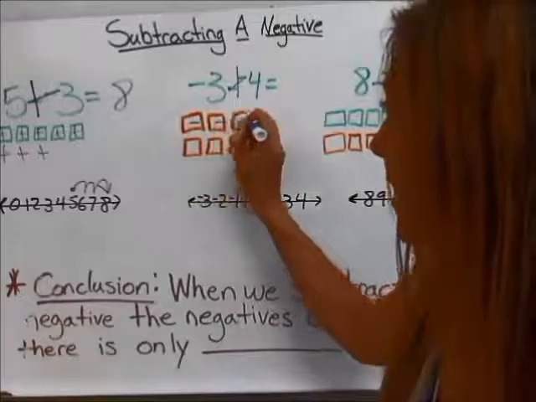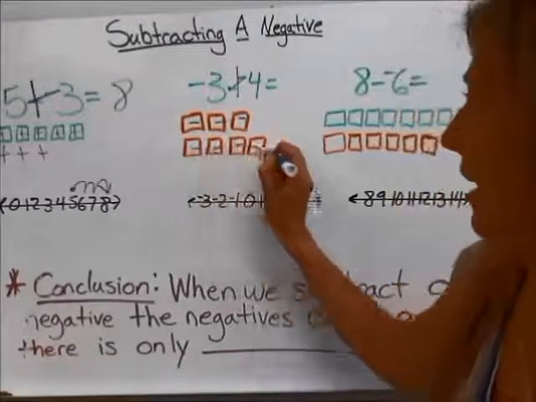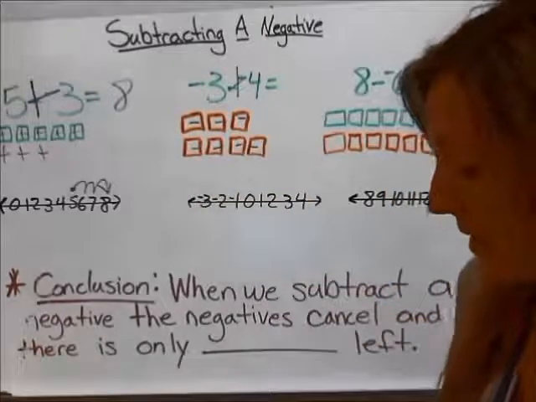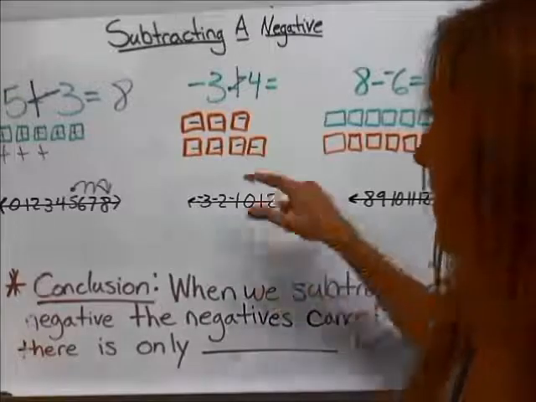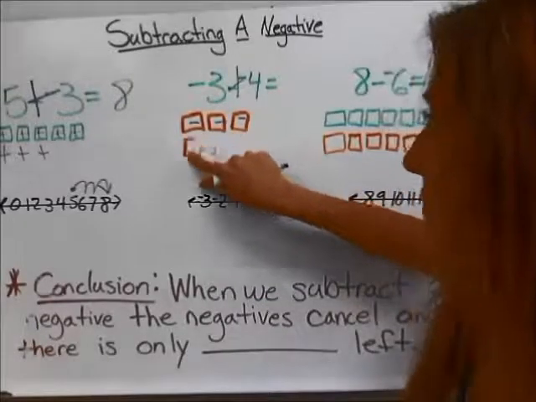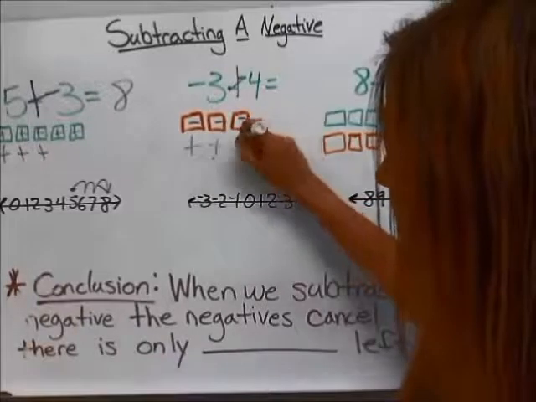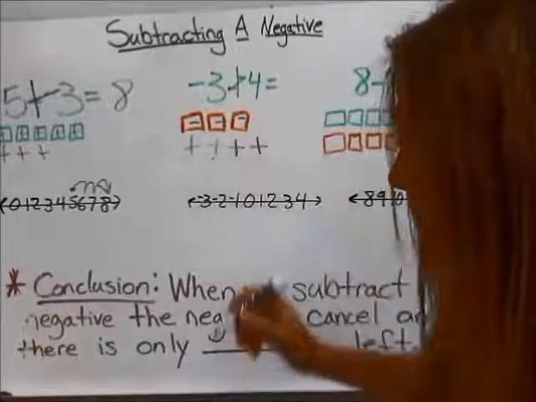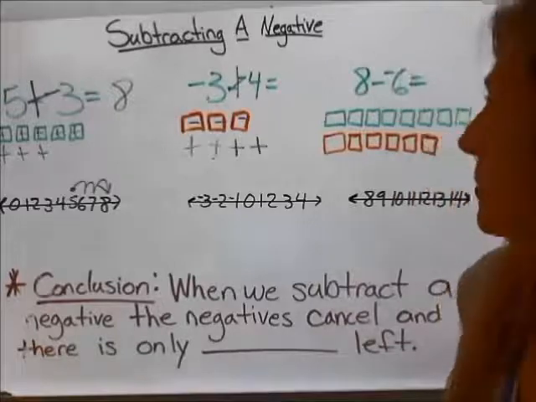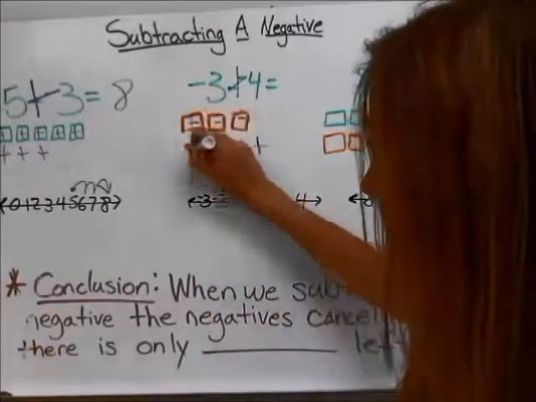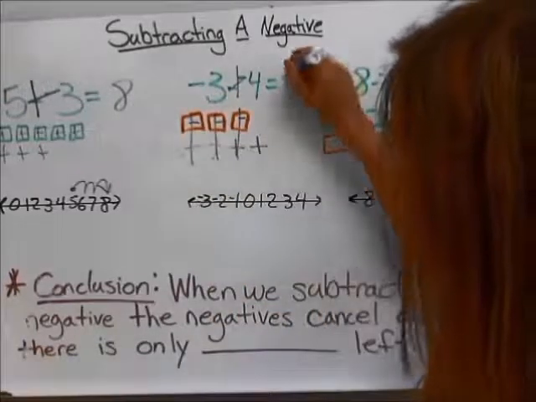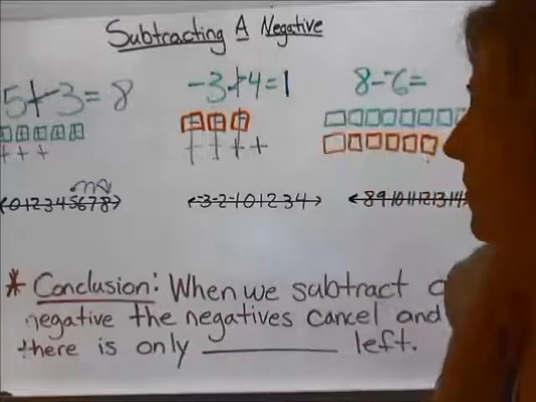Okay, these were 3 negatives, and these were 4 negatives. But since I'm subtracting the negatives, I change them to 4 positives. These cancel out, and I have 1 positive left.